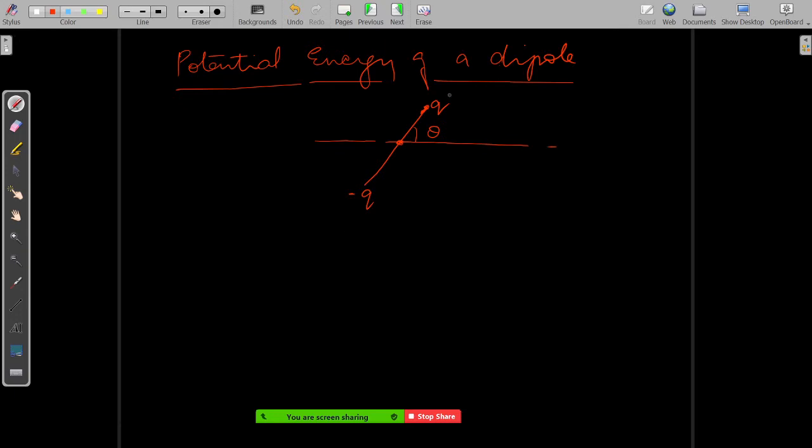Okay, so you understood, no? Yeah. So that means that this dipole is storing some energy in it. So that is what we are going to calculate here.